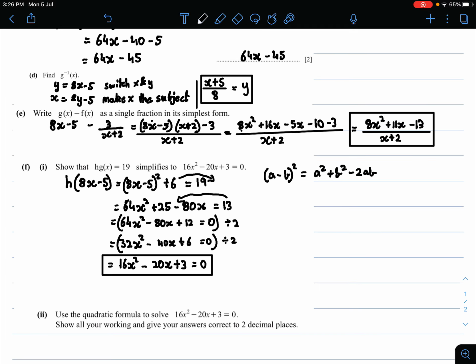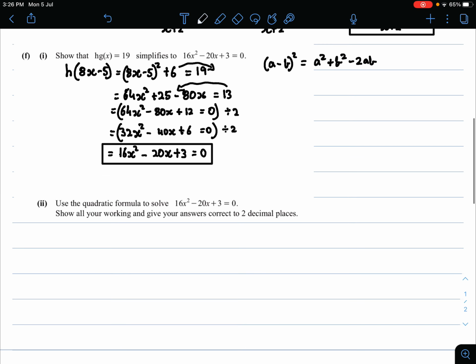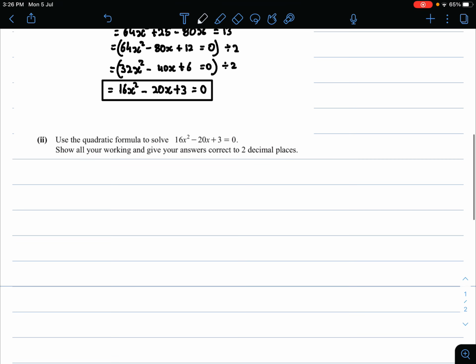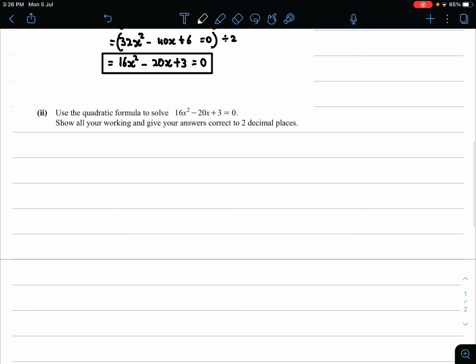Now, let's move on to part F2. Use the quadratic formula to solve the equation. Show all your working and give your answers correct to 2 decimal places. Okay, so we know the quadratic formula is x is equal to minus b plus or minus the whole root of b square minus 4ac, the whole thing divided by 2a. So we can solve this now.